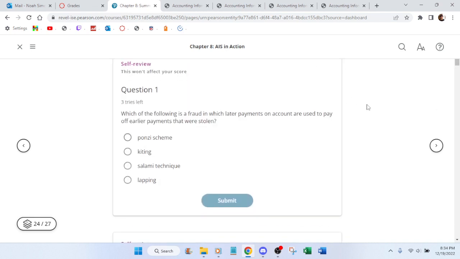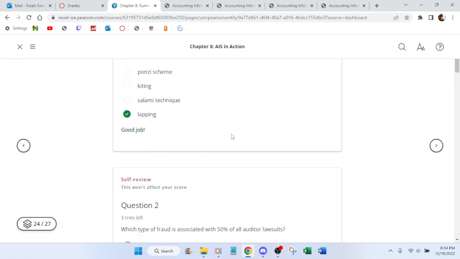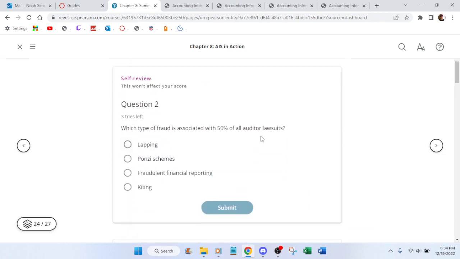Which of the following is a fraud in which later payments on account are used to pay off earlier payments that were stolen? Salami technique. Which type of fraud is associated with 50% of all lawsuits against auditors? I have no idea.